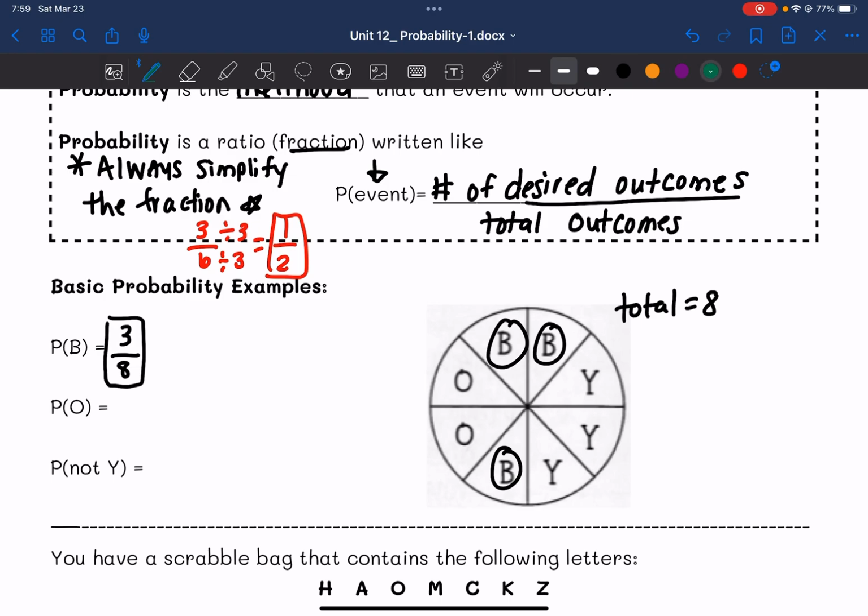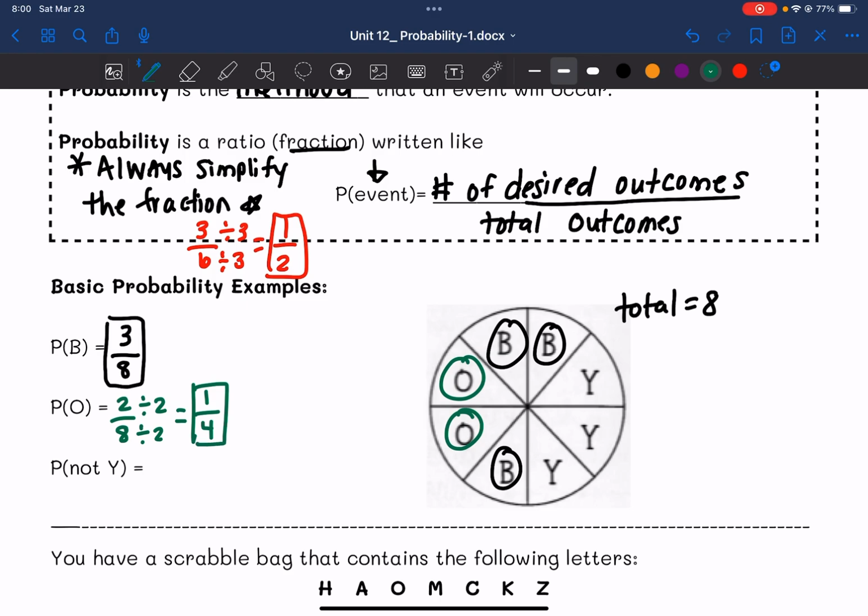Now let's look at the probability of getting O. There is 1, 2 O's out of 8. Now this fraction is not simplified. I know that I can simplify the top and the bottom by 2. That would be 2 divided by 2, which is 1, and 8 divided by 2, which is 4. I have 1/4 as my final fraction.